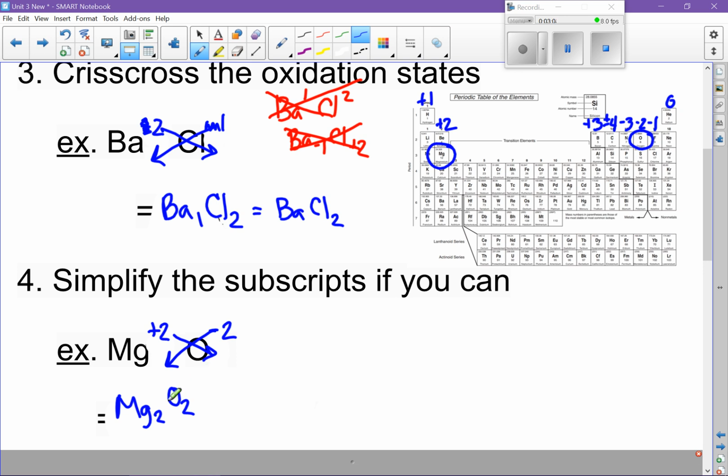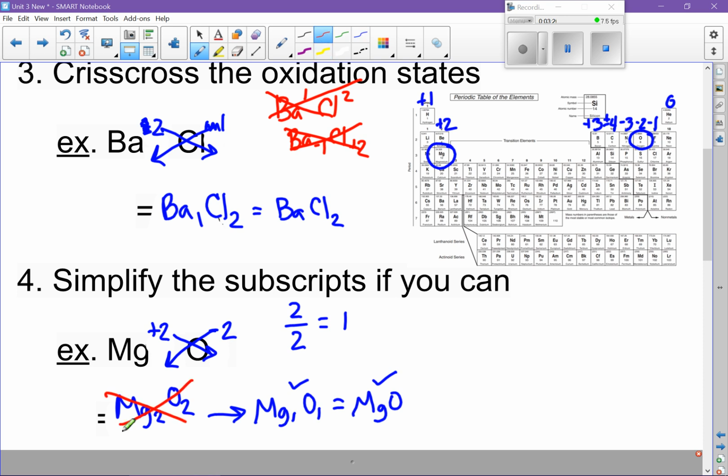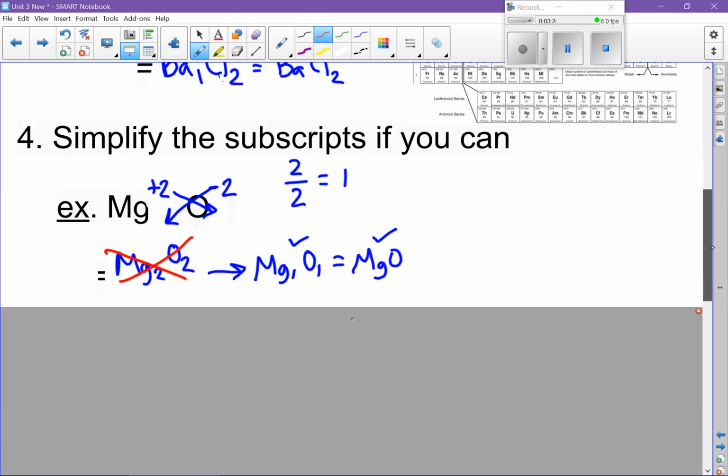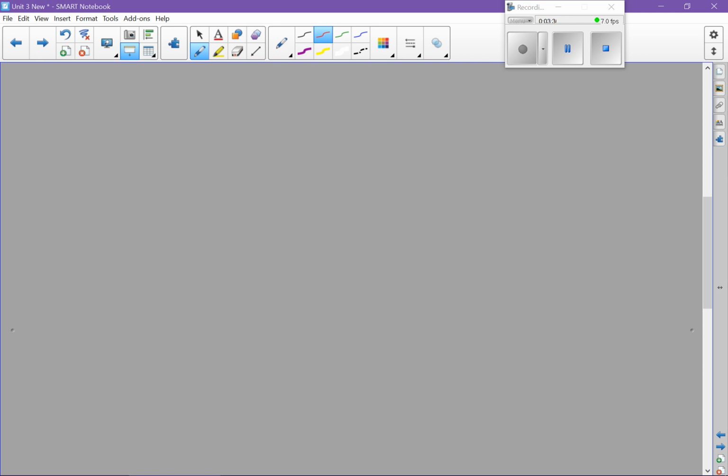Okay? But think about this like math class. If I had a 2/2 in math class, wouldn't I simplify and it would become 1s? So you have to do that, which becomes Mg1O1 or MgO. This is okay. This is okay. This is not. So you're going to do a whole bunch of practice now with this chart on the bottom of your page.